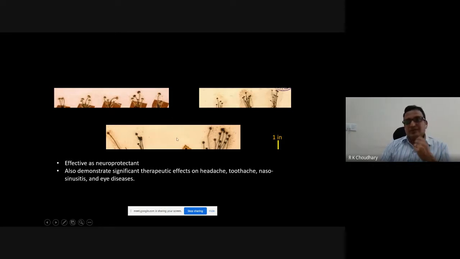And in India, we have more than 100 species of Eriocaulon. Many of them have proved effective as neuroprotectant. They have also demonstrated significant therapeutic effects on headache, toothache, nasosinusitis, and eye diseases. But unless you confirm the true identity of the particular species, how are you going to use it, how are you going to understand which species is going to be a good neuroprotectant? But identifying them is again very difficult.